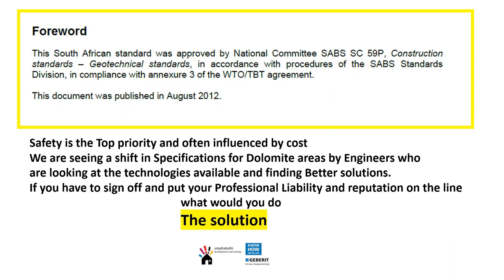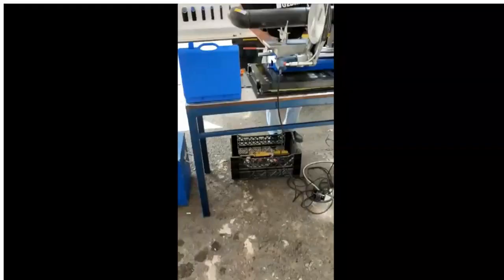And we've seen a lot of mixed installations where making up a gully out of HDPE is quite expensive. And so they'll put in a PVC gully at that point, and that's got a rubber joint and of course can come apart. But we've seen a big shift in specifications for Dolomite areas, and engineers are definitely looking at better solutions. I think the most important part is, if you have to sign off and put your professional liability number and your reputation on the line, what do you do? So this is sort of what we're seeing happening at the moment.